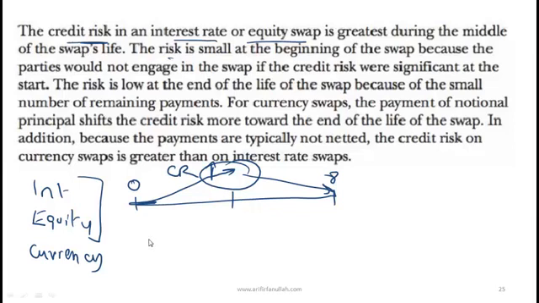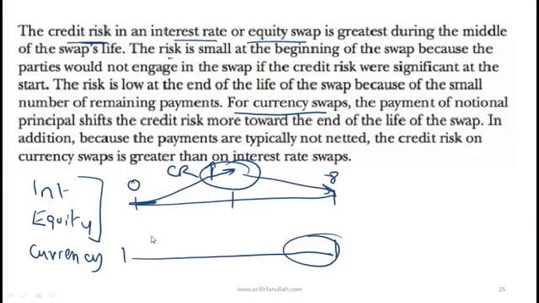Because of that, where do you think credit risk is highest? The credit risk is actually higher towards the end, because that's where the big principal payment needs to be made. So let's read what the curriculum says. For currency swaps, the payment of notional principal shifts the credit risk more toward the end of the life of the swap. In addition, because the payments are typically not netted, the credit risk on currency swaps is greater than on interest rate swaps.